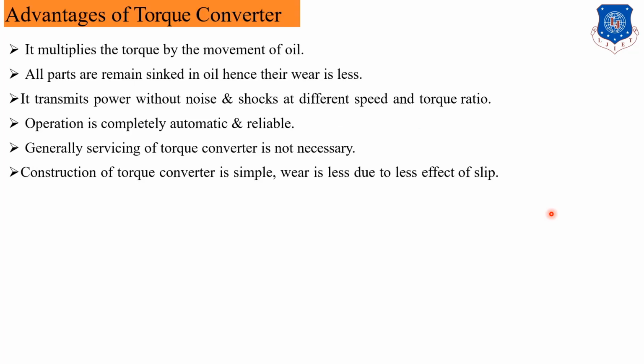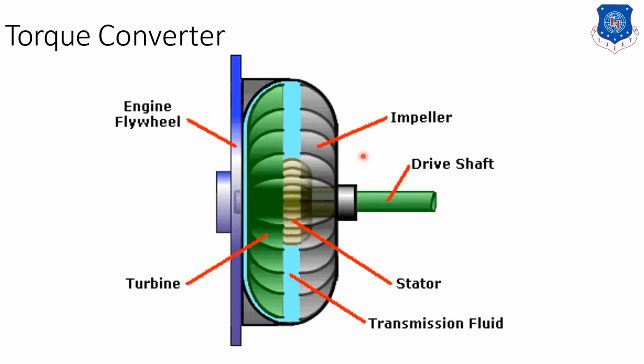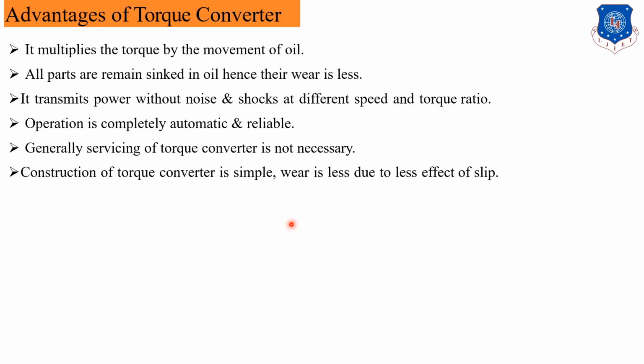Advantages of the torque converter: it multiplies the torque by movement of oil. That means the fluid which moves inside the torque converter at high speed or low speed multiplies the torque which is coming from the engine, so torque is increased in multiples. All parts remain submerged in the oil. That means all the parts used in the torque converter are submerged in the oil, and it transmits power without noise and shocks at different speeds and different torque ratios.